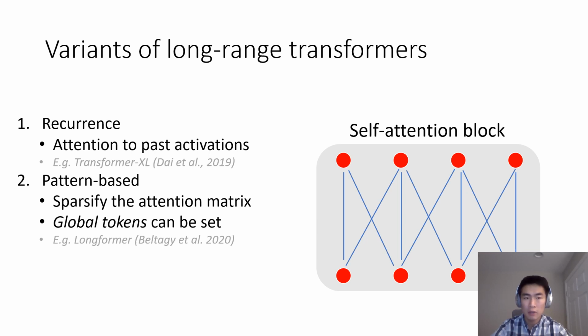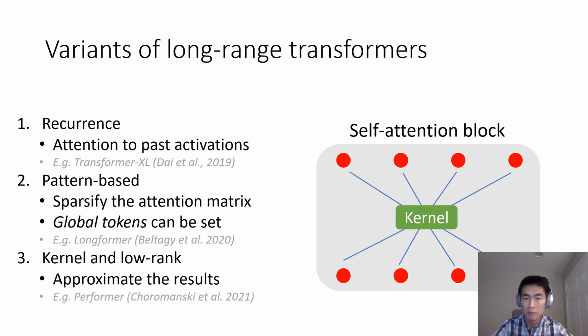The next type is pattern-based methods, where they try to specify the attention matrix, for example, block-wise attention, or a sliding window. A special pattern is named global tokens, where certain tokens can be set to be visible to all the other tokens. A typical work is Longformer.